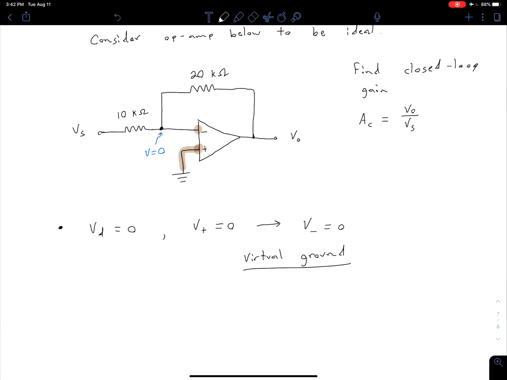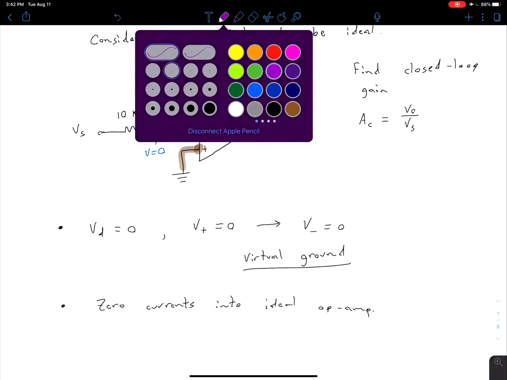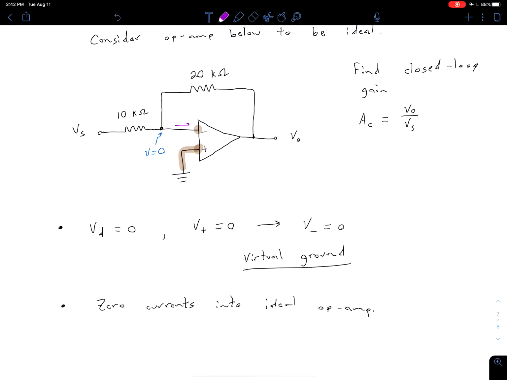So our second main property of our op-amp was that we had 0 currents into an ideal op-amp. And so if we come up here to our circuit, that means that if we define some currents here and here, they're both going to be 0. And remember, that's because we said an ideal op-amp has an infinite input resistance.